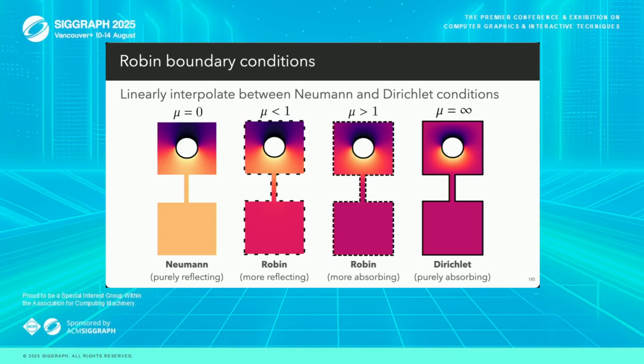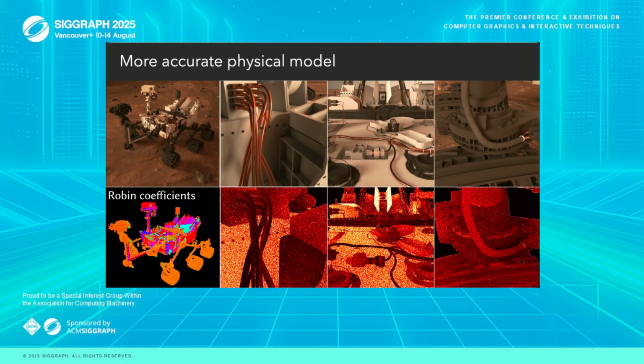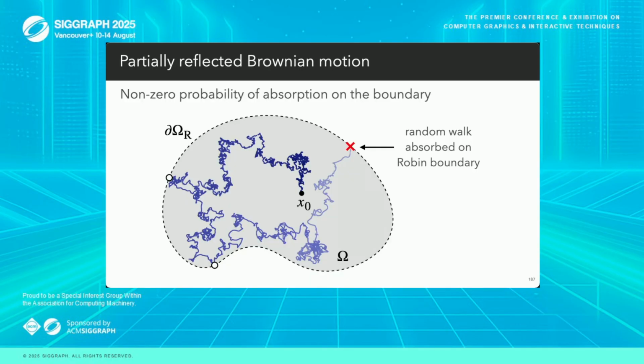We actually used these Robin boundary conditions in the Mars rover example shown earlier because they describe surfaces that are neither perfectly reflecting, like an ideal insulator, nor perfectly absorbing, like a black body. And in general, these boundary conditions provide a more realistic description of physical materials. Also, compared to Neumann conditions, estimators for Robin problems are more efficient because from a stochastic perspective, they require simulation of partially reflected Brownian motion, which has some non-zero probability of being absorbed on the boundary.